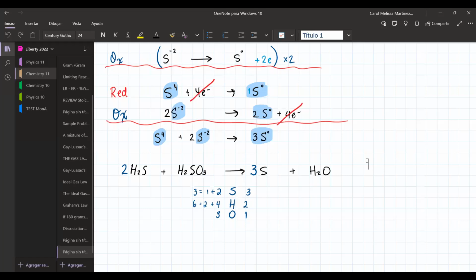So that means I just need to balance water. To balance water, I need to get 6, which means I just need to multiply times 3. Okay. So now I'm going to have 6 hydrogens and 3 oxygens. And as a result, our equation is balanced.